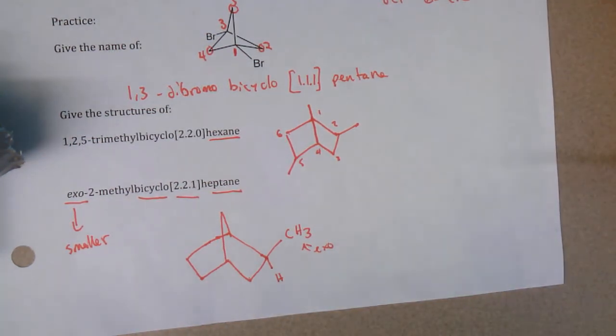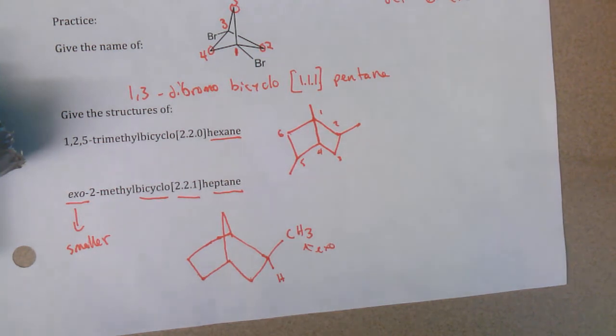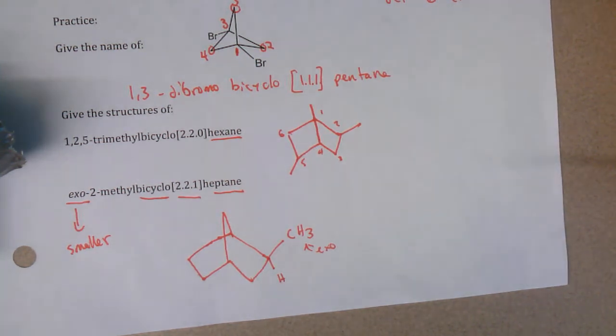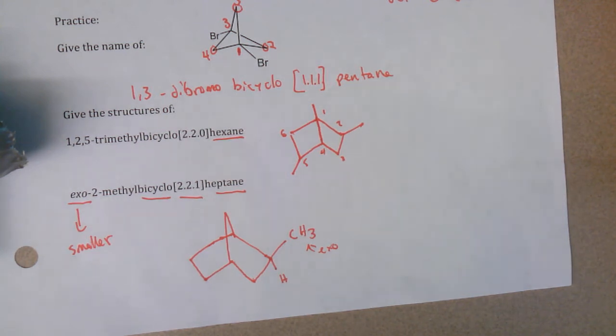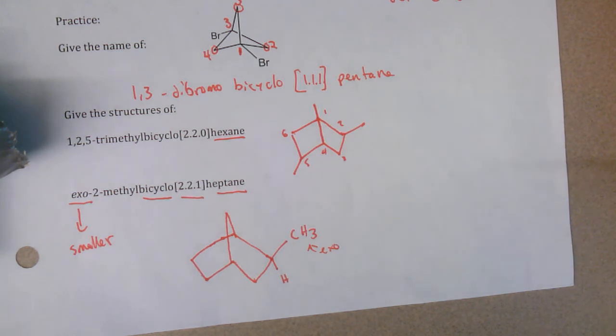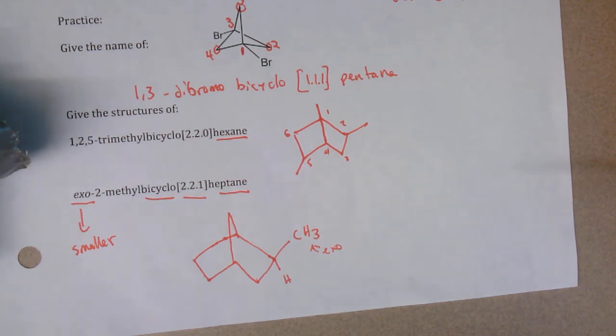If you build the model, you'll see how basically what I'm looking at is sort of like a pseudo-equatorial position for exo and a pseudo-axial position for endo for this particular molecule. It's not explicitly axial or equatorial because we're not in the chair conformation. We're in this weird bicycloheptane conformation.